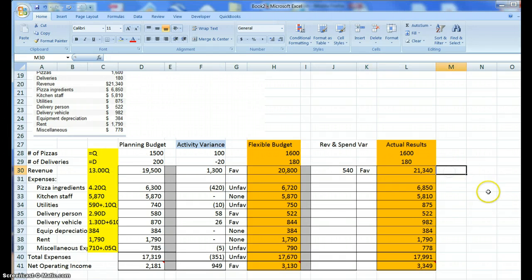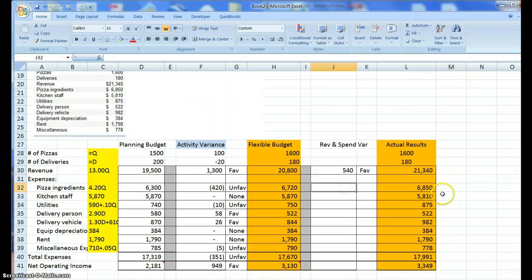Now, how do I know that? Well, I could take 21,340 divided by 1,600 pizzas, and you could see that the average selling price was $13.34. Again, that's an average. But I could tell that we were higher by the fact that we made 21,000 versus the 20.